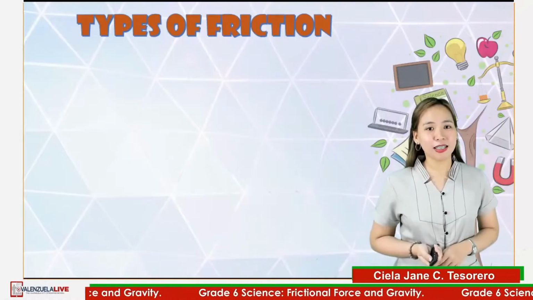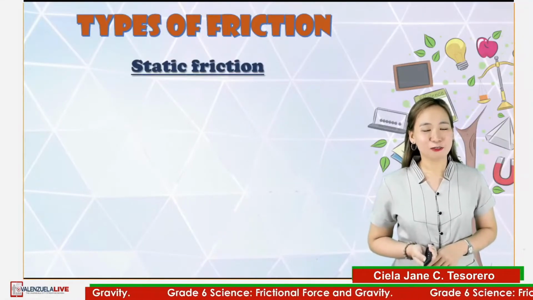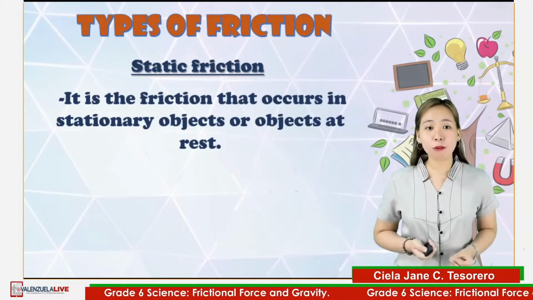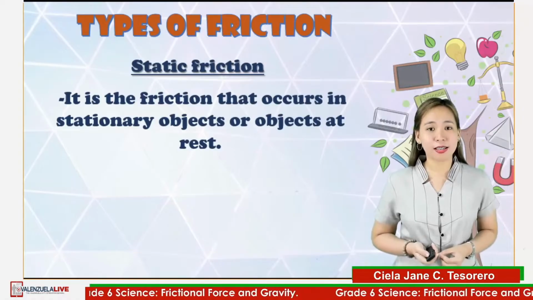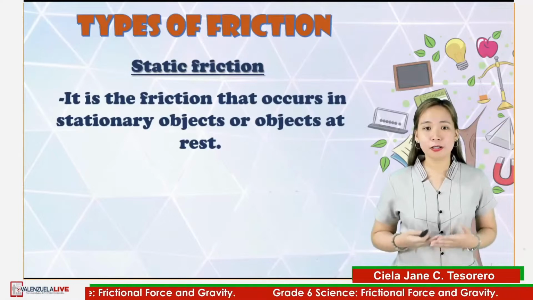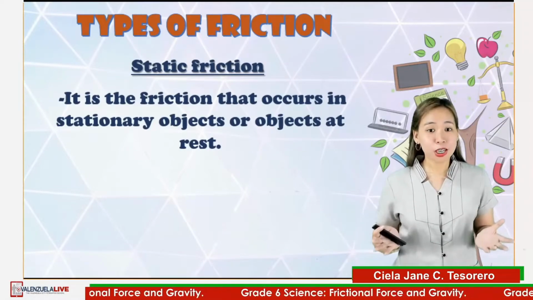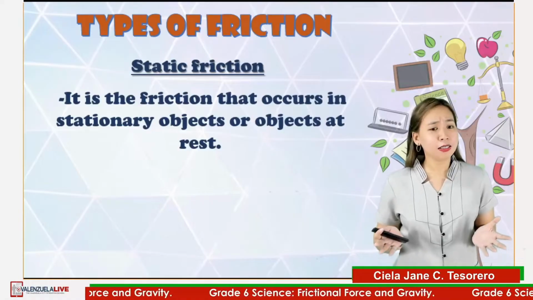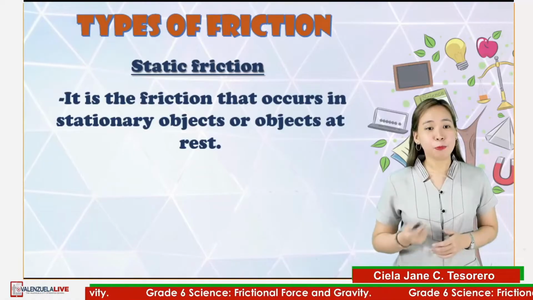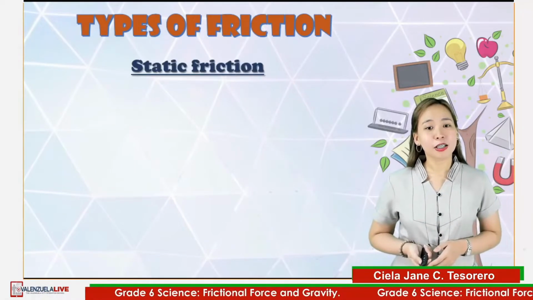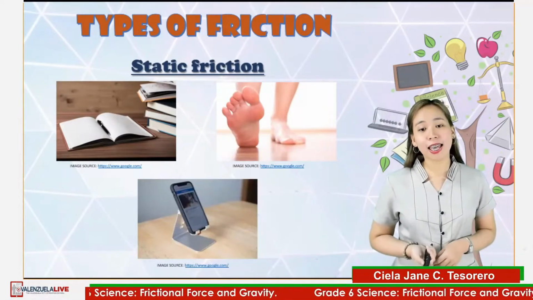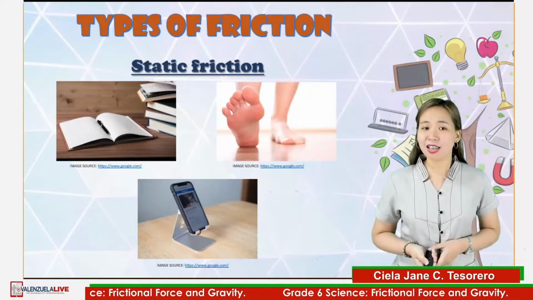Last but not the least is static friction. It is the friction that occurs in stationary objects or objects at rest. It is the friction that prevents an object from moving against a surface. All objects that you can see that are not moving possess static friction. Your book on your table, your feet on the ground, and your cell phone on its stand are all examples of static friction.